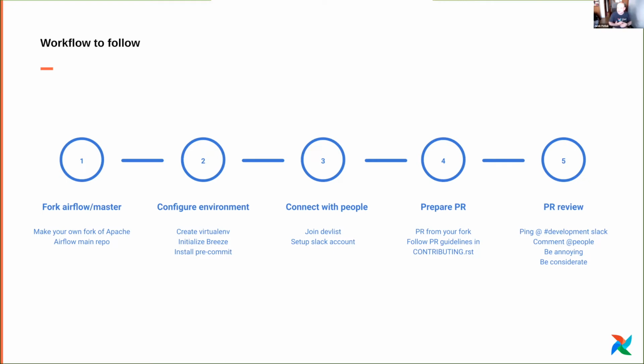There is a pre-commit, which verifies whatever you want to contribute in hundreds of different aspects. We have more than 100 pre-commit checks that check if the code you contribute is good. And actually most of those checks even fix the code for you, so you should use it. Then, what is important, when you contribute something, you connect to people, join the dev list, set up a Slack account, and discuss it on GitHub as well.